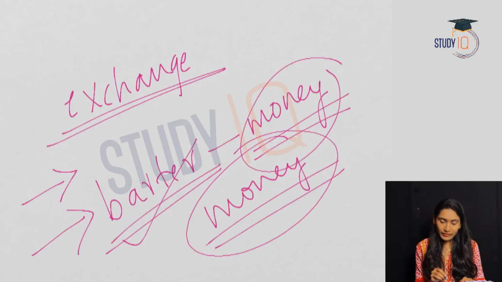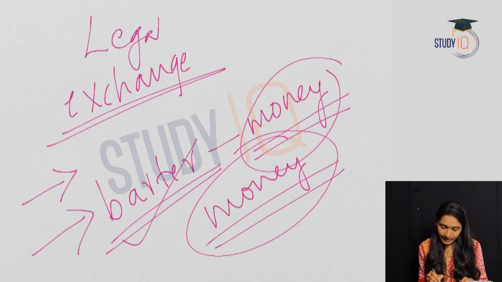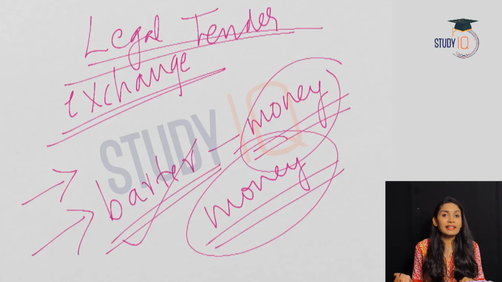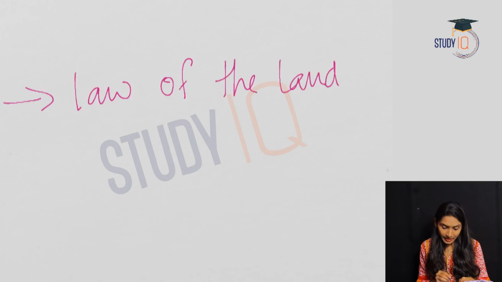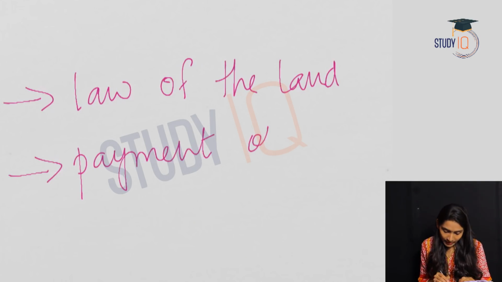So our point of discussion here is legal tender. So let us see what is a legal tender. Legal tender is defined as the money which is accepted by the law of the land for the settlement of debt or for the payment of debt. So one thing is, it is accepted by the law of the land. And second point, for the payment of debt.